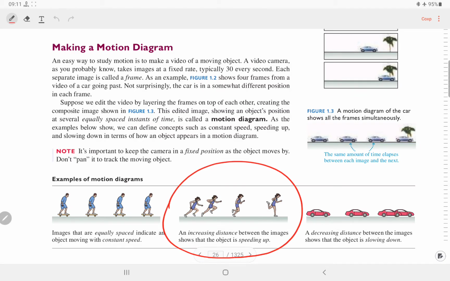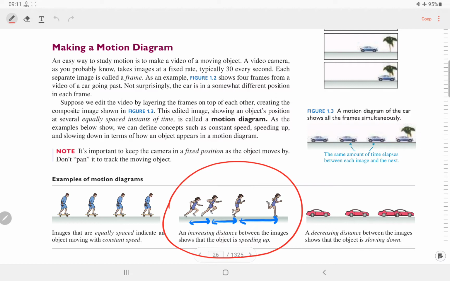Same picture was taken with the same interval after 1 second. And what we can see is that the distance between the first two pictures is smaller than the next distance, and that one is smaller than the next one. So what can we say about this motion? This girl is running.